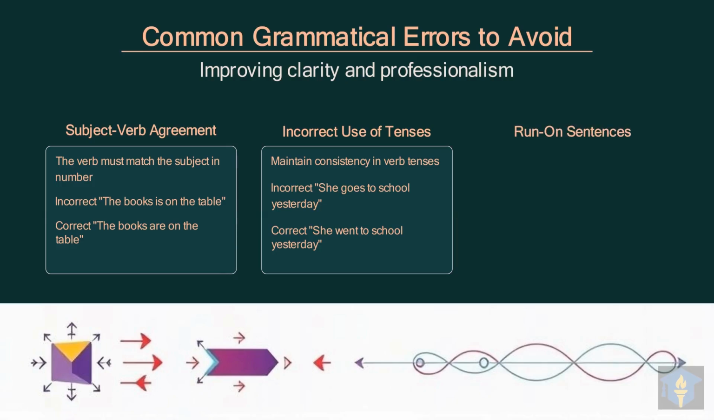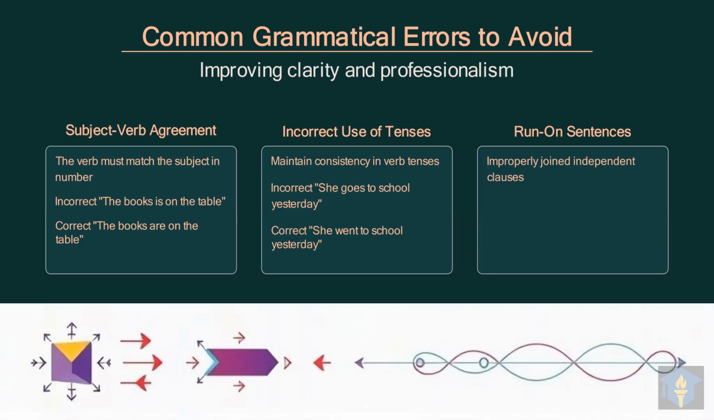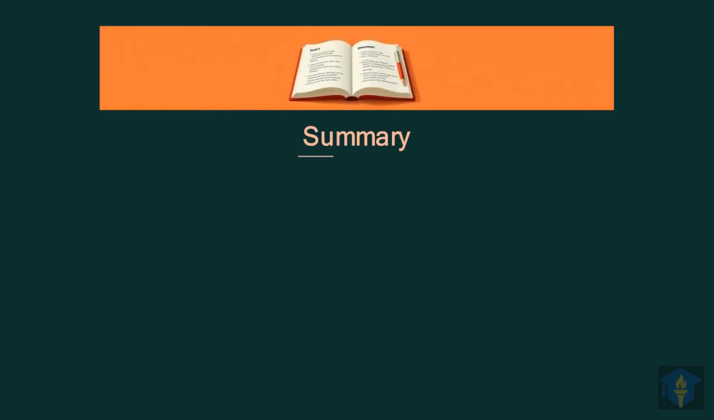Finally, let's address run-on sentences, which can make your writing confusing to read. Run-on sentences occur when independent clauses are improperly joined together without correct punctuation. An example of an incorrect run-on sentence is "I went to the store, I bought some milk." The correct way to fix this is "I went to the store and I bought some milk," using a comma and conjunction.